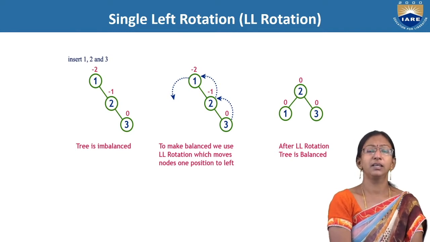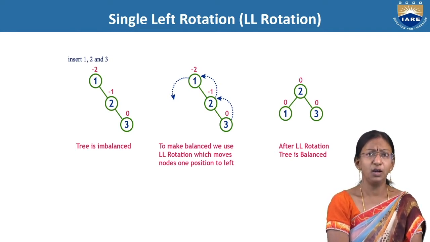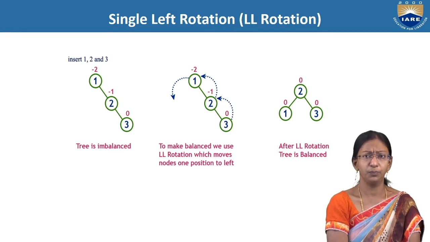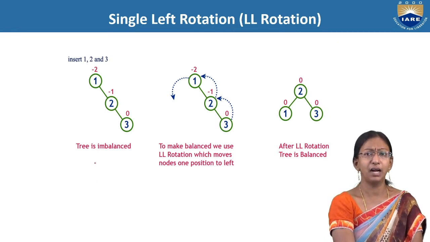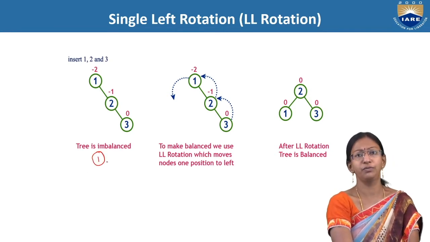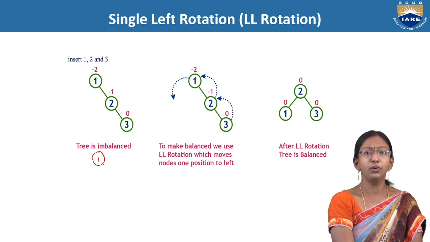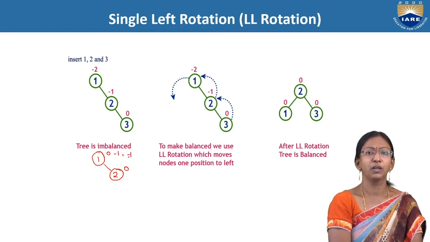Here there is a scenario of inserting 1, 2 and 3, right? So if I start with 1, as it is the only node, its balance factor will obviously be 0. When I try to insert 2, the balance factor of 2 is 0 because it is a leaf node, and 1 will be 0 minus 2, which leads to minus 2. Now have a look at the balance factors of each and every node. Both the nodes do not violate the rule of AVL.